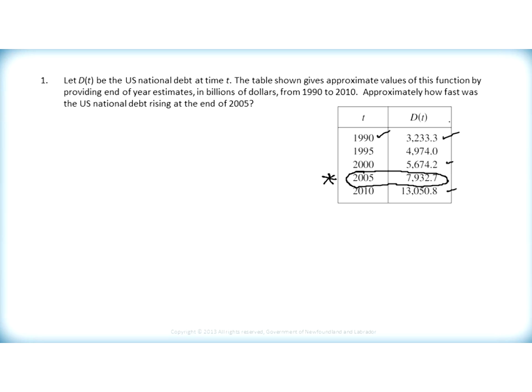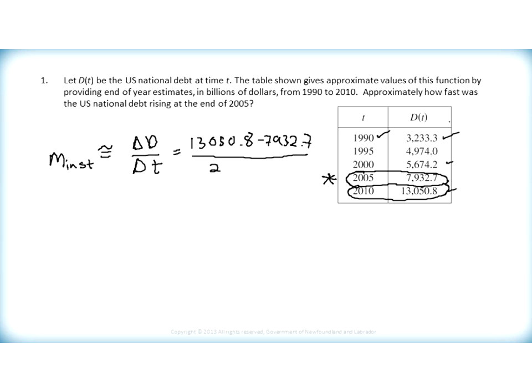Let's take the point just after in 2010, and we'll say that our instantaneous rate of change is going to be about equal to the change in debt as a function of time divided by the change in time. So that will give us 13050.8 minus 7932.7, and then we have to divide all of that by 2010 minus 2005 for our change in time.